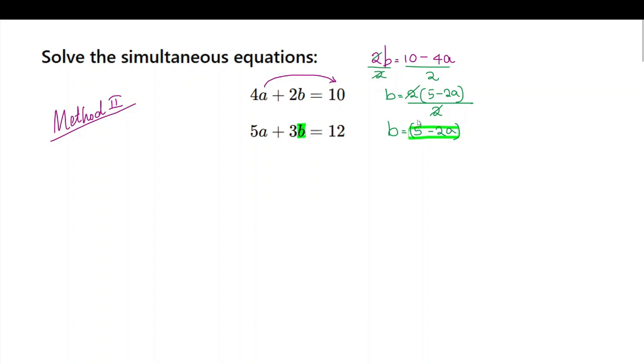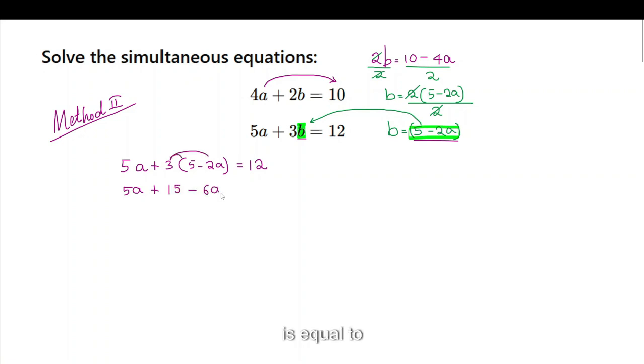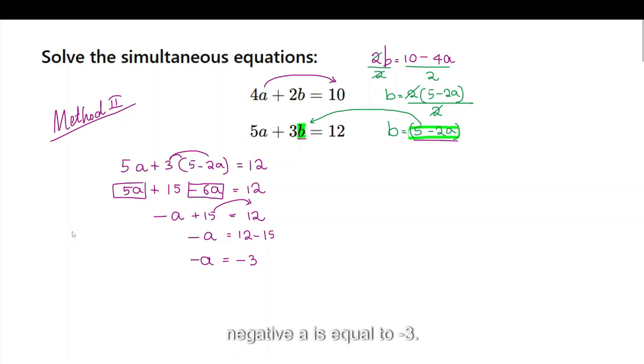So we get 5a add 3 bracket 5 minus 2a. Just replace this b by that because they are the same, is equal to 12. Now this equation here has only a, so I can solve it. 5a add 3 times 5 is 15. Take away 6a is equal to 12. Negative a is equal to negative 3. Divide both sides by negative 1 because I can cancel out these two. So I know a is equal to 3.